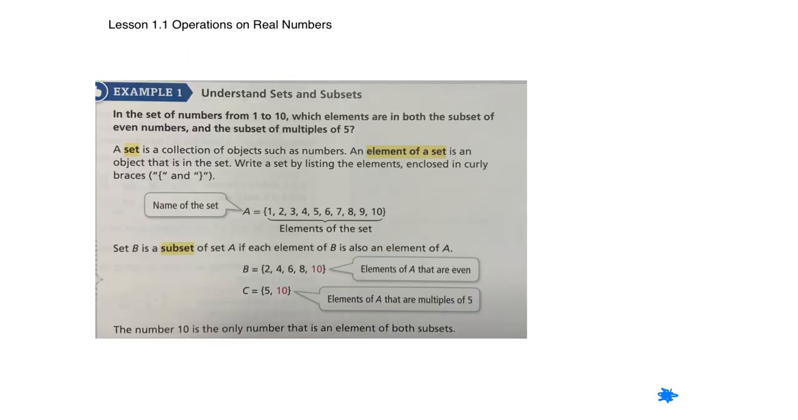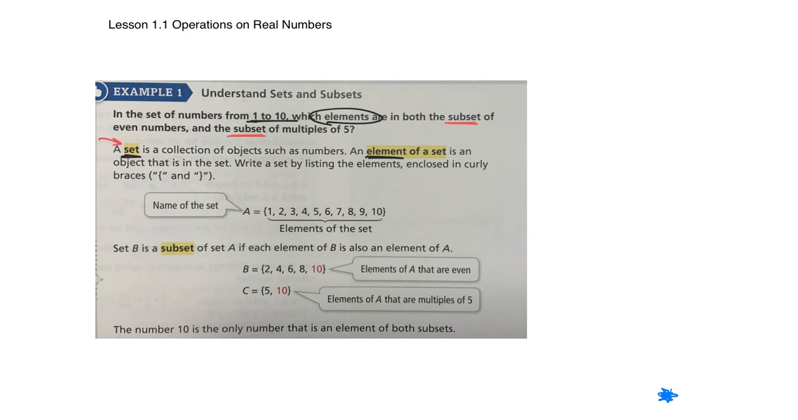And so I said some words. I said set earlier. Maybe I said element. These are some vocabulary words. And this is in your book. I believe it's on page 5. And so here they give an example. They say a set of numbers from 1 to 10, which elements are in both the subset of even numbers and the subset of multiples of 5.